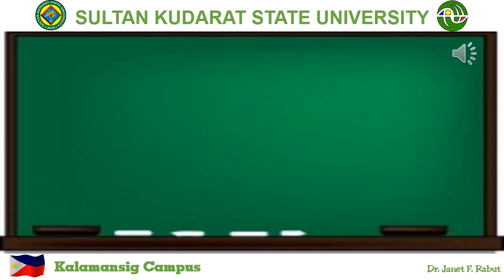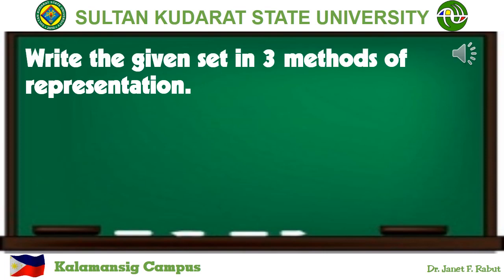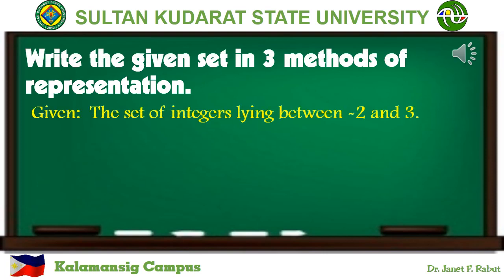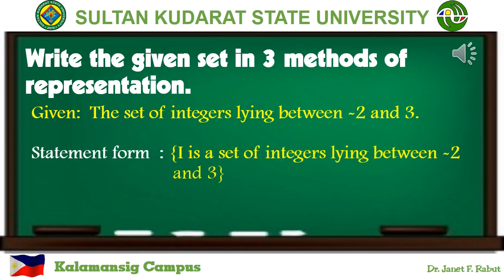Now let us try this one. Write the given set in 3 methods of representation. Given the set of integers lying between -2 and 3. So this is the restriction, the numbers between -2 and 3. In statement form, you can write it like this: I is a set of integers lying between -2 and 3. How about in roster form? We can write it as I is equal to, or I is a set of -1, 0, 1, and 2.